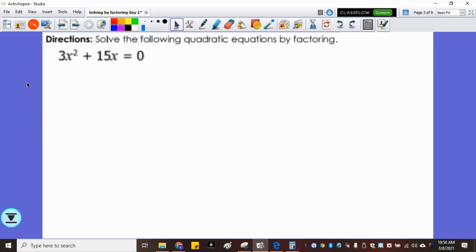X squared plus 15x equals 0. So it's already set equal to 0, unlike our next one. But there's not 3 terms, like there's not an A, B, and C. So just to make it look a little less confusing, we're trying to factor 3x squared plus 15x.